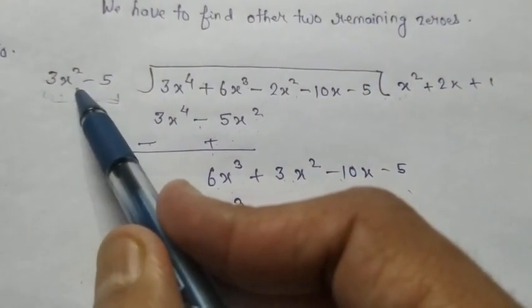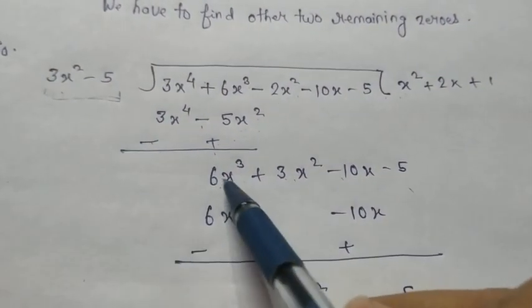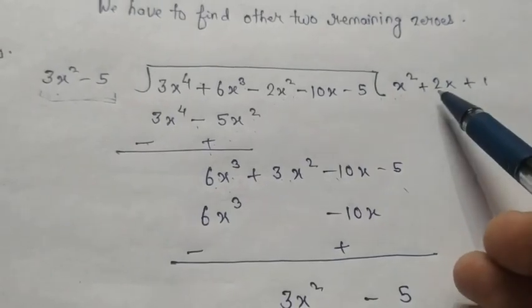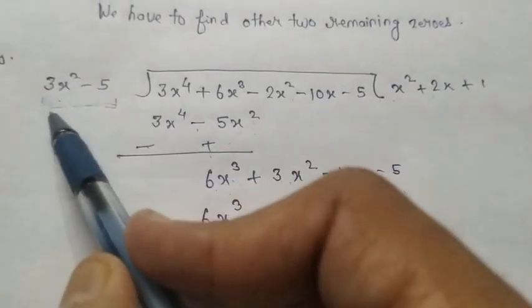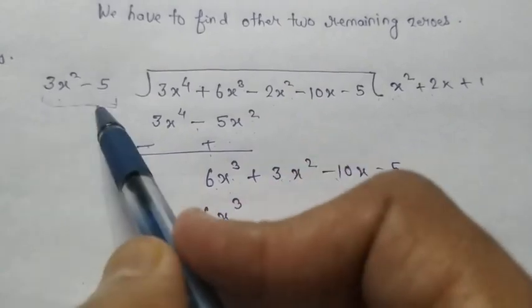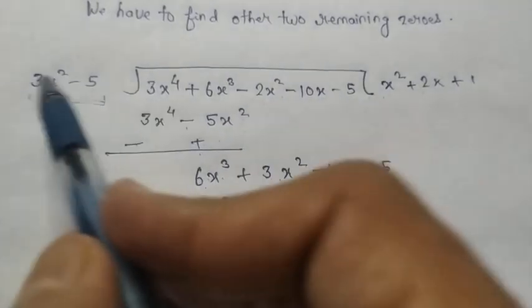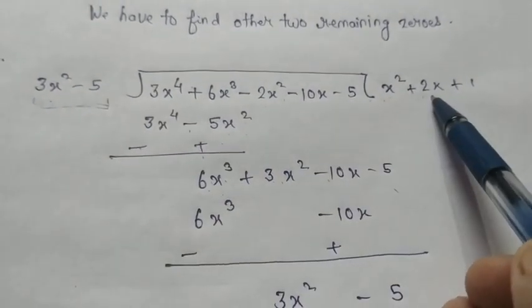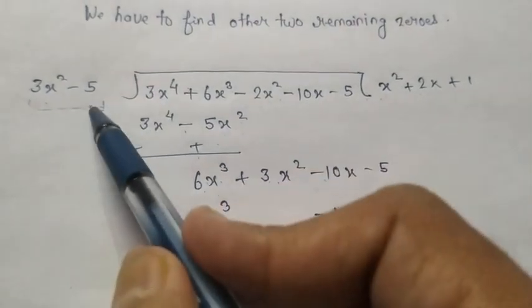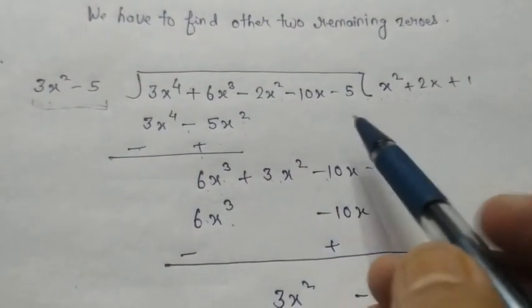Now I want again 6x cube, and here is 3x square. So in 3x square, what should be multiplied to 6x cube? I think plus 2x. So this plus 2x will multiply to this whole term. So when these two terms will multiply to 2x, 3x square plus 2 into 2x will be 6x cube, and minus 5 into 2x will be minus 10x.